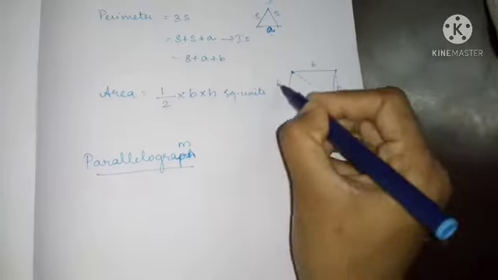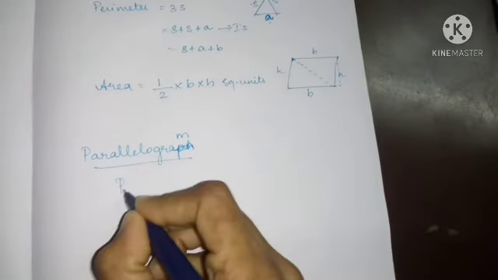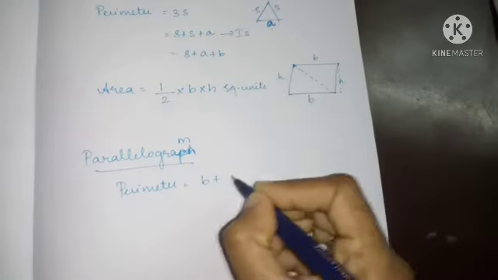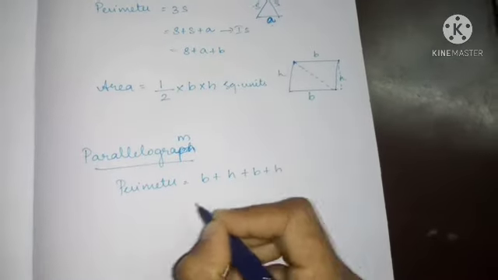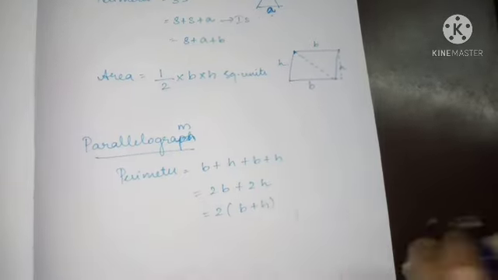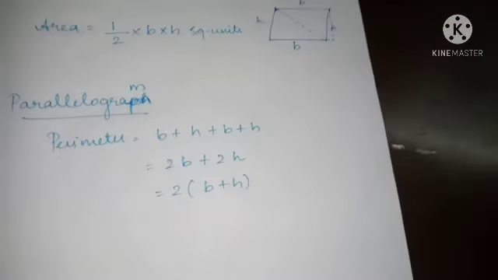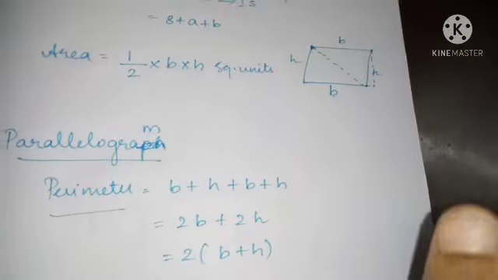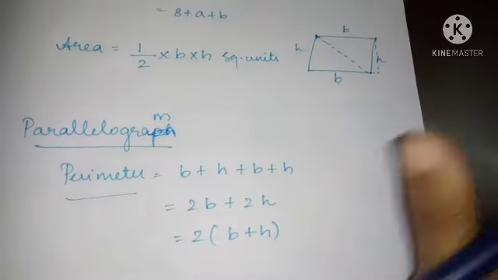Parallelogram, base, height. In a parallelogram also opposite sides are equal. So when it comes to perimeter, you will just add all the 4 sides: 2 base plus 2 height, or 2 into base plus height, or 2 into L plus B. Anything, it's okay. Here height is nothing but the length, just for reference only, it is not an accurate formula. When they ask you the perimeter of the parallelogram, just add all the 4 sides. That's enough.